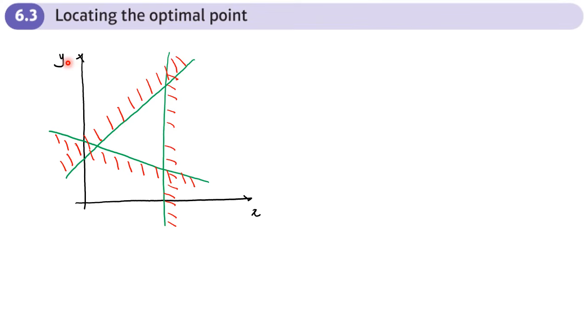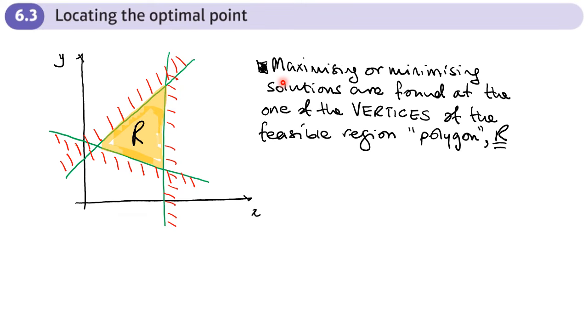So in a previous section, we would have drawn graphs like this with the shaded inequalities, and we'd have had something like this where maybe this area here in the middle represents our feasible region. Okay, and we'll just label that as R. And what we'll find is that our maximizing or minimizing solutions are found at one of the vertices of the feasible region polygon R. So here you can see we've got a polygon like this, and we'll find our solutions to our maximizing or minimizing problems at one of these vertices.